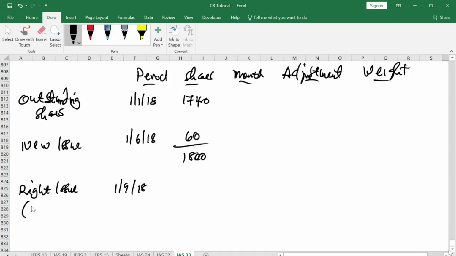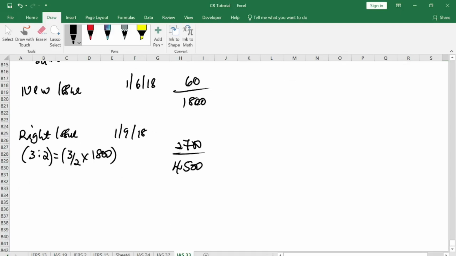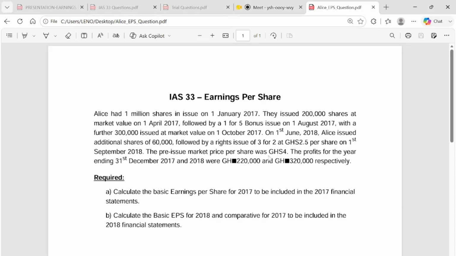And they gave you 3 for 2. So if you have 3 for 2, then it will be 3 over 2 multiplied by the outstanding, which is 1,800. So that gives you 2,700. And then you add it, and you have 4,500. Is there a new issue? Let's check. No, there is no issue after that.